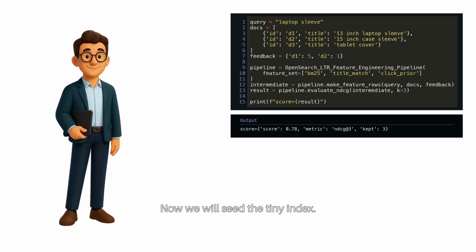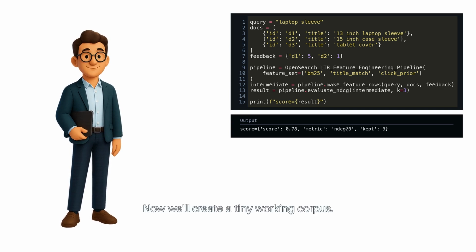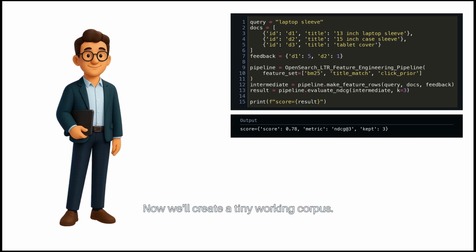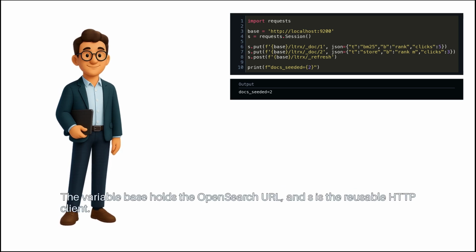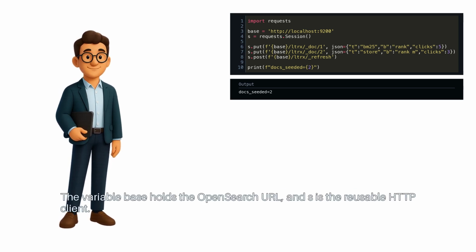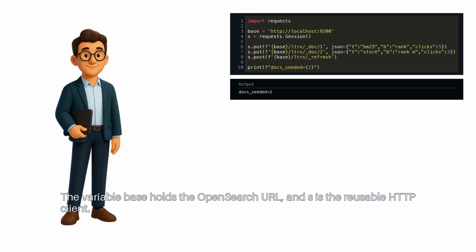Now we will seed the tiny index. Now we'll create a tiny working corpus. This snippet creates a tiny working corpus by sending REST calls to OpenSearch with the requests session. The variable base holds the OpenSearch URL, and S is the reusable HTTP client.